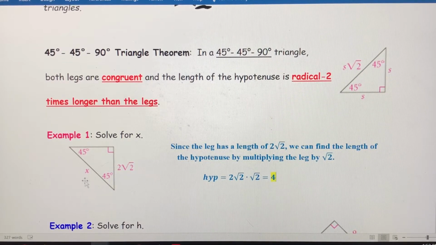If I were given that the hypotenuse was 4, I would have divided by radical 2 to get the length of the legs. We've been taught how to rationalize denominators, so when you are dealing with special right triangles, you're going to use that rationalizing step quite a bit, okay?